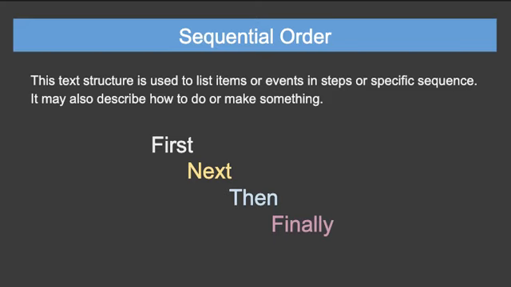So in sequential order, we're going to have specific transition words like first, next, then, finally. And this text structure is used to list items or to list events and steps, or to give a specific sequence of how something is done. So it may describe how to do something, how to make something, how to put together something. So we get sequential order a lot when we're talking about a how-to type of passage.